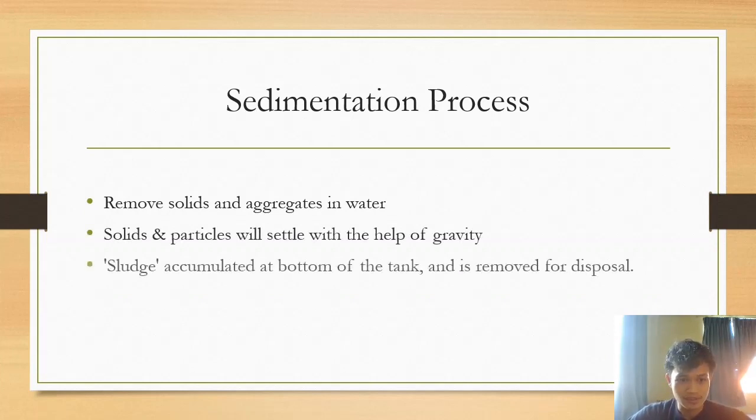In this process, it is not called flocks anymore, it is called sludge. So the sludge will accumulate at the bottom of the tank and is removed for disposal. But keep in mind that this process may take days or even weeks depending on the intensity of the flocks.